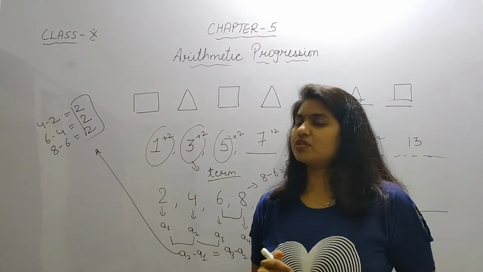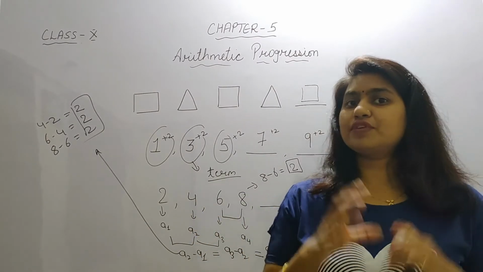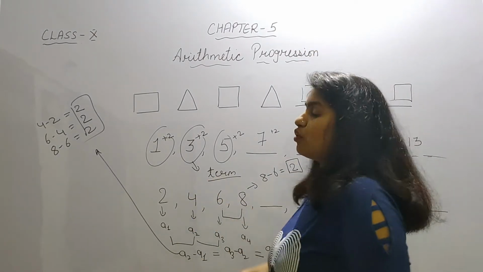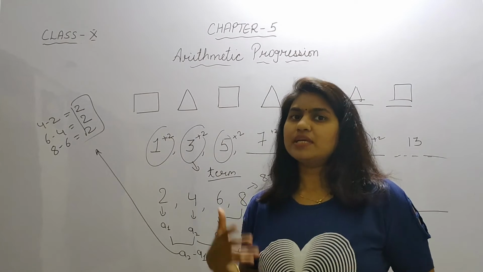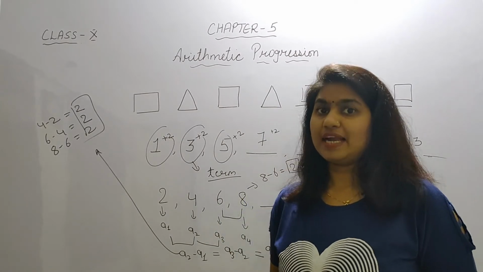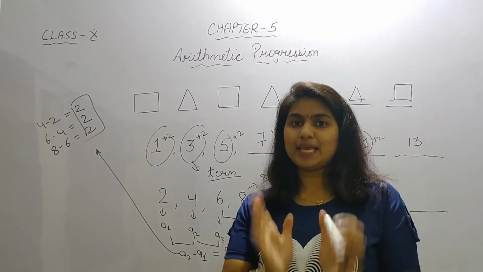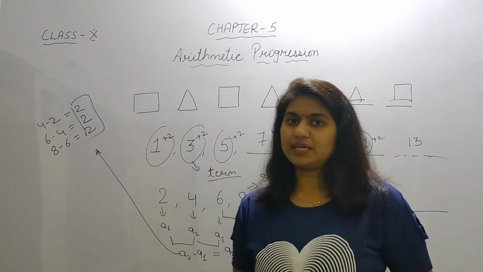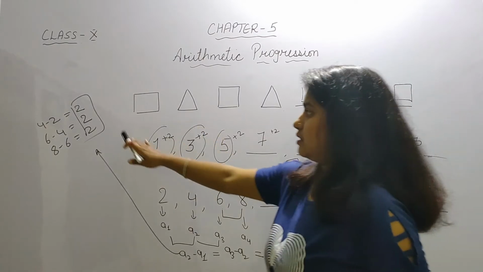So arithmetic progression is all about finding the fixed number, and the number should be equal between all these terms. Then only it is known as arithmetic progression, and we will call it AP. The short form of arithmetic progression is AP. We often call it AP. So this is all about it.